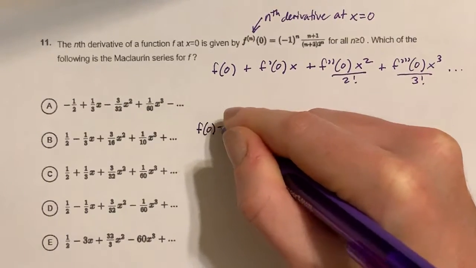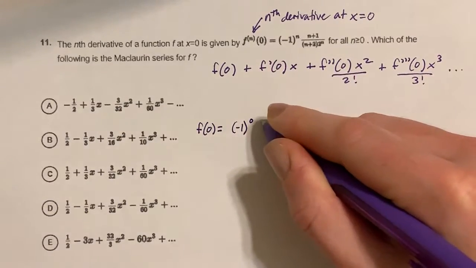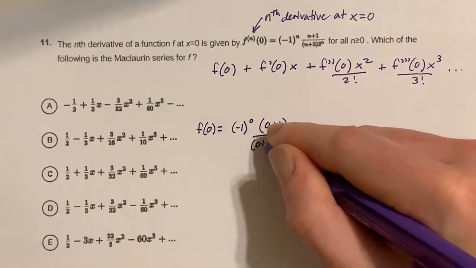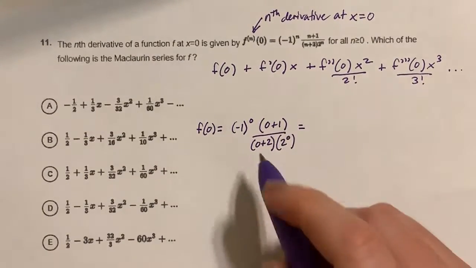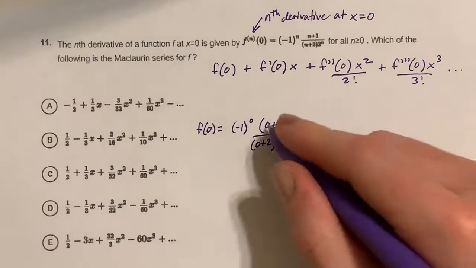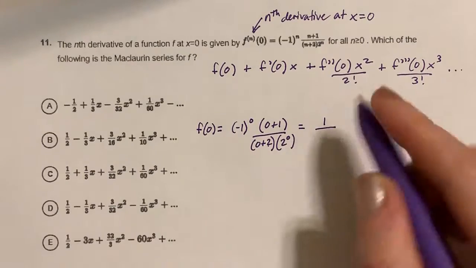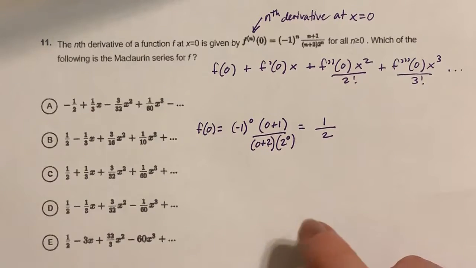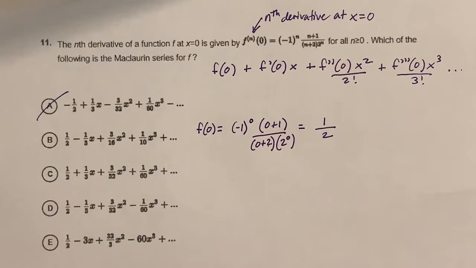So f of 0, I'm going to plug in n equals 0 here. I'm going to have negative 1 to the 0 times 0 plus 1 over 0 plus 2 times 2 to the 0. If I solve that mess, that's going to be 1 times 1 over 2 to the 0 is 1. So 1/2. So my first term is going to be 1/2. Hey, look, I can actually already knock out an answer choice. It's not going to be A.